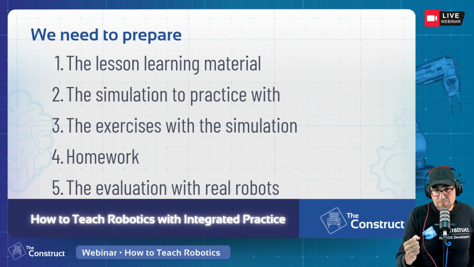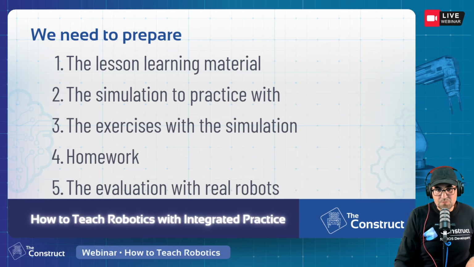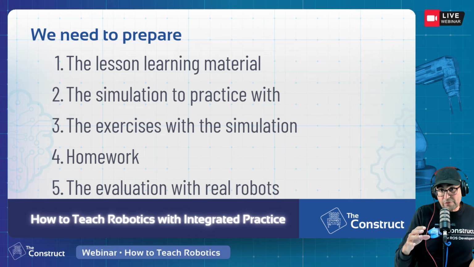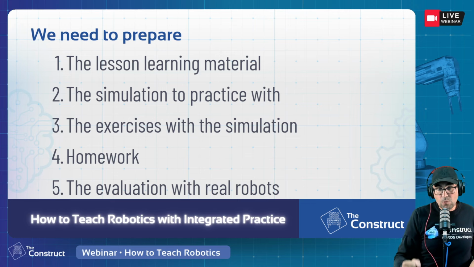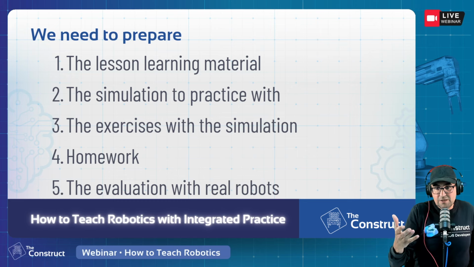teach the lesson. Then we are also going to include a simulation, because this lesson has to be based on the simulation, so the students can see in real time how the simulation behaves based on what the lesson is saying. Then we are going to include some exercises with the simulation. We also provide some homework that they can do at home by using the simulation. And then the evaluation with real robots. I propose to evaluate the students with the real robots, but it could also be with the simulation.